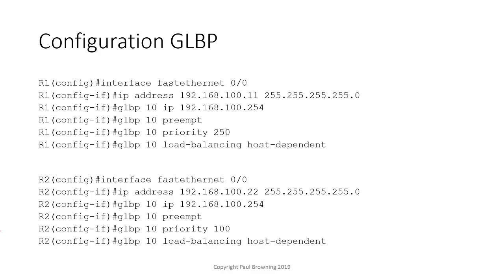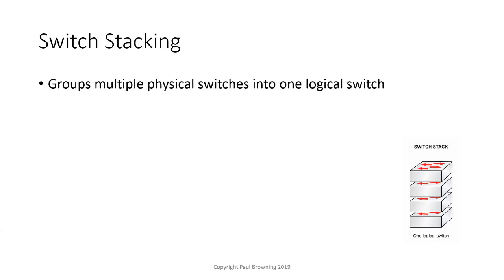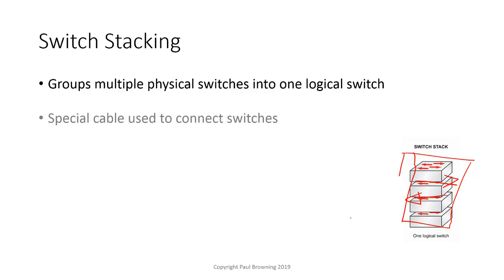Obviously it's well worth labbing all of these things up, which we cover in 101labs.net, and any of my Cisco books got labs in. Switch stacking came into the latest version of the CCNA exam syllabus. What it does, you've got these physical switches and it groups them into one logical switch. So as far as the network sees, it's one logical switch here and not 4 physical.